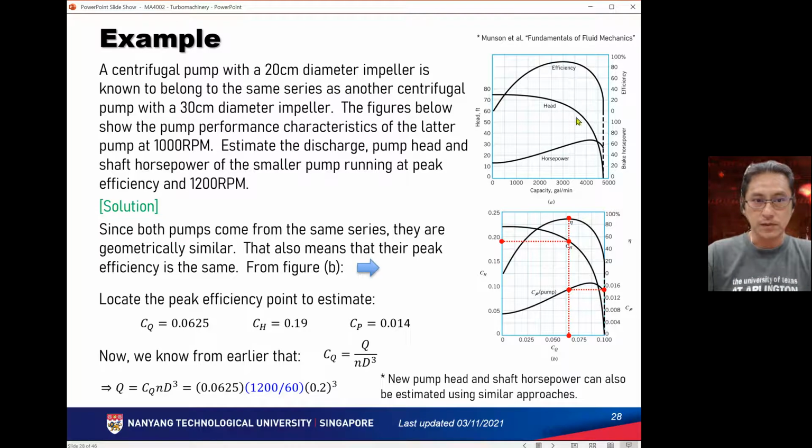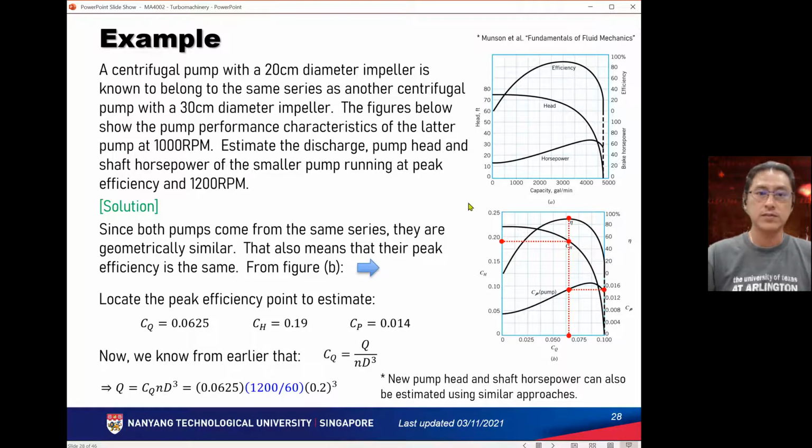The figures below show the pump performance characteristics of the latter pump at 1000 RPM. Well, I suppose it's figures on the side because I don't have space below. Now based on these charts, estimate the discharge, the pump head, and the shaft horsepower of the smaller pump running at peak efficiency and 1200 RPM.